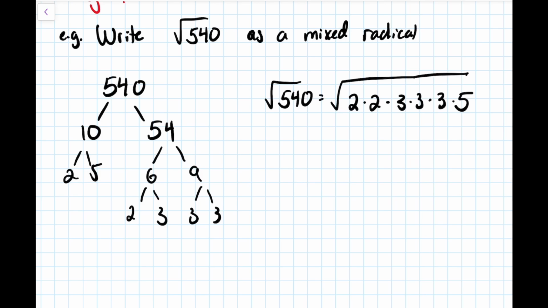And if you're ever not sure, remember you can just multiply all those back together to make sure you actually got 540. So looking at this, we've got a pair of 2s, we've got a pair of 3s, and then that 3 and that 5 just kind of hang out at the end.